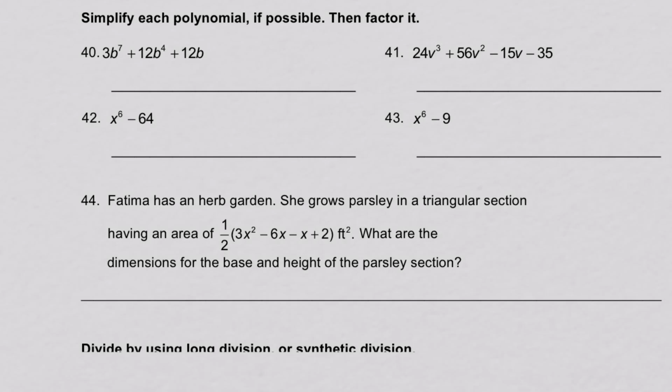Okay, 41, I see 4 terms, I see a cubic, so my go-to method is always factoring by grouping. If factoring by grouping does not work, then I can try something like synthetic division to see if it's actually factorable. Okay, so let's try factoring by grouping. Hopefully it works.